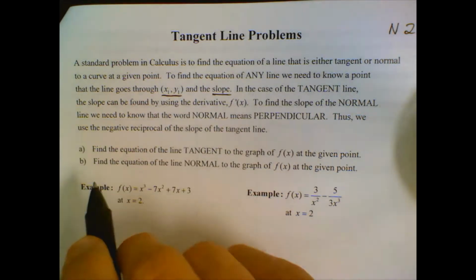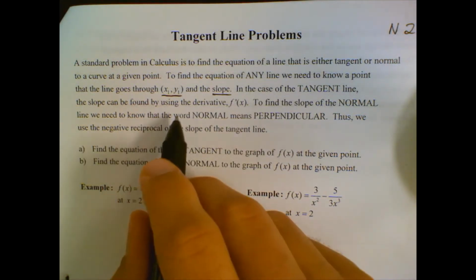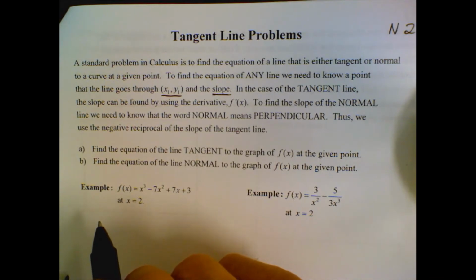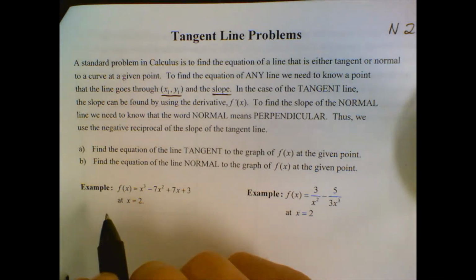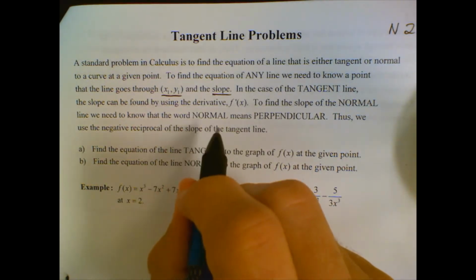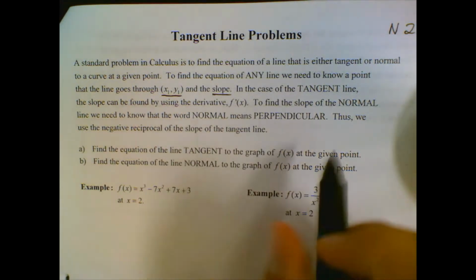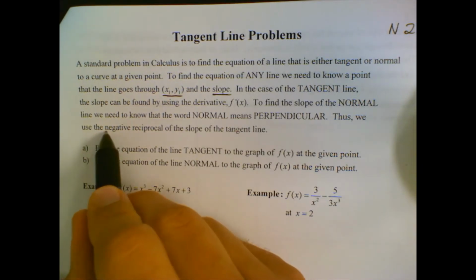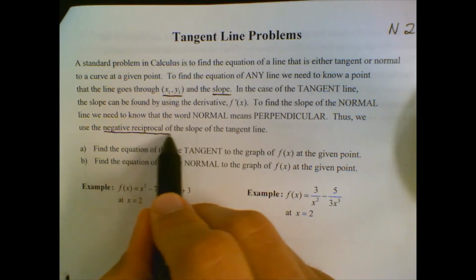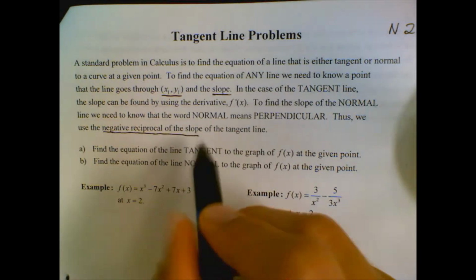In the case of the tangent line, the slope can be found by just using the derivative. To find the slope of a normal line, we need to know that the word normal means perpendicular. And the perpendicular slope is just the negative reciprocal of the original slope, or the slope of the tangent line.